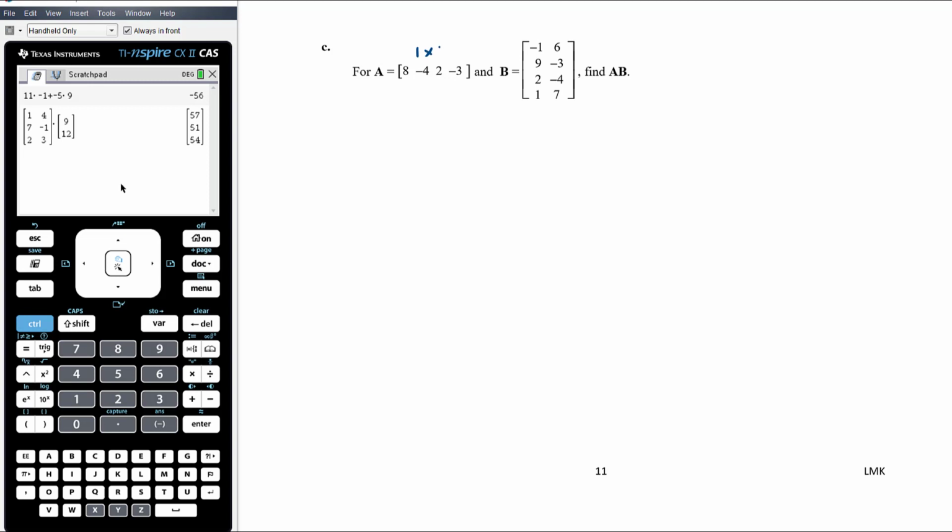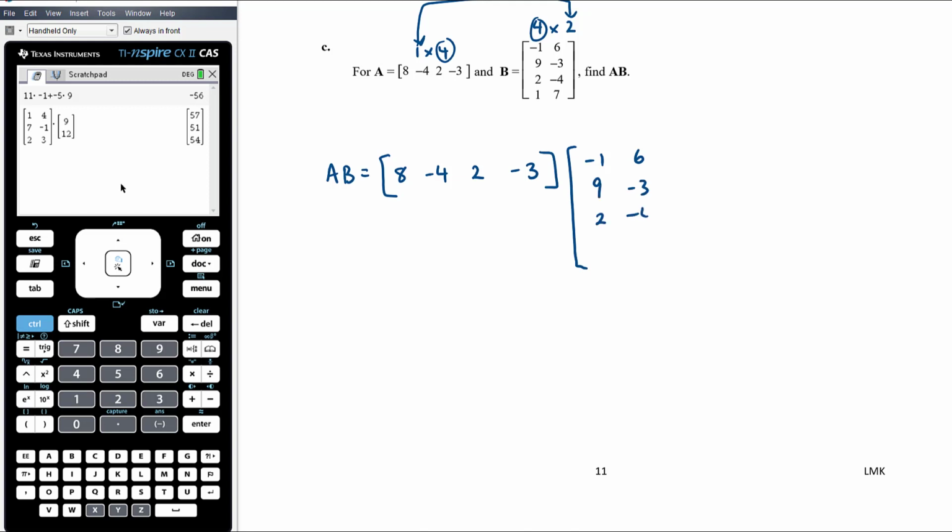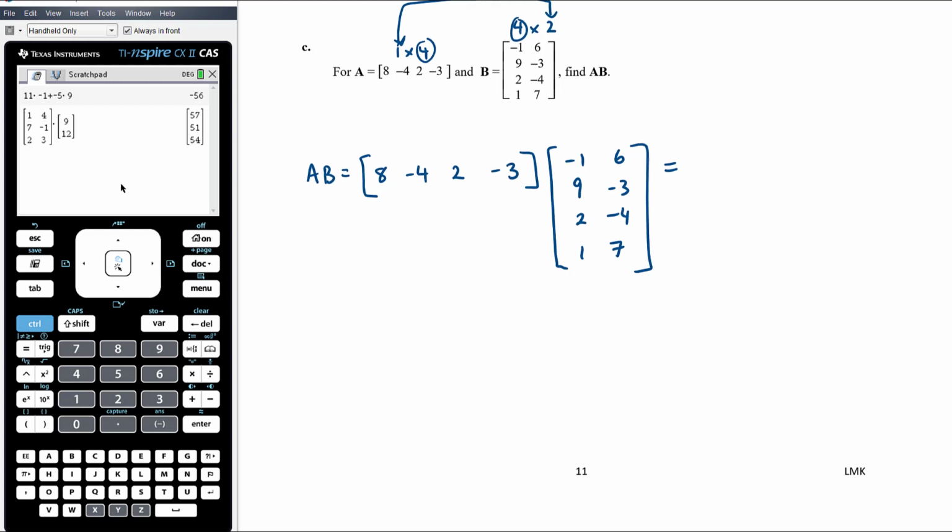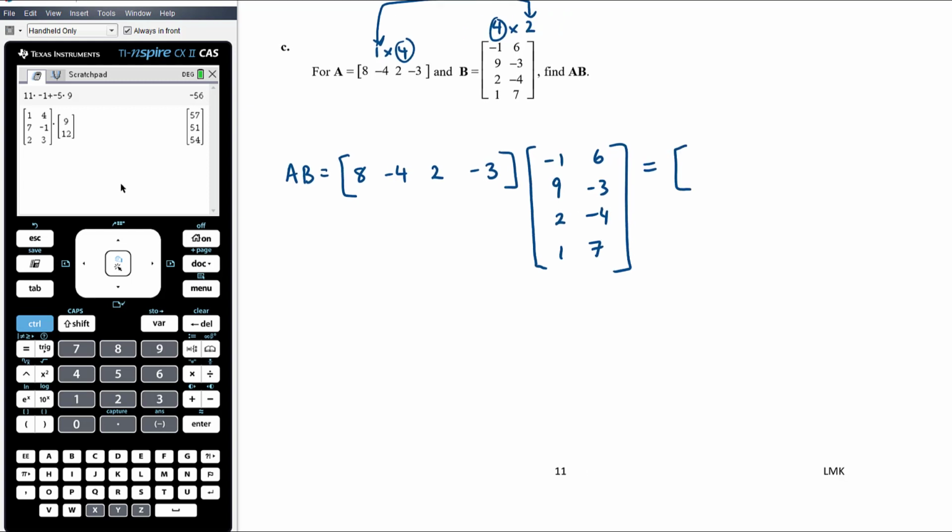So A is a 1 by 4 matrix, B is a 4 by 2 matrix. So the multiplication is possible. The answer we get is going to be 1 by 2. Okay. Alright, so AB is going to be 8, negative 4, 2, negative 3, times the matrix negative 1, 9, negative 3, 2, 9, negative 3, 2, negative 4, 1 and 7. Okay, and our answer is going to be 1 by 2. Just give myself a bit more room here.